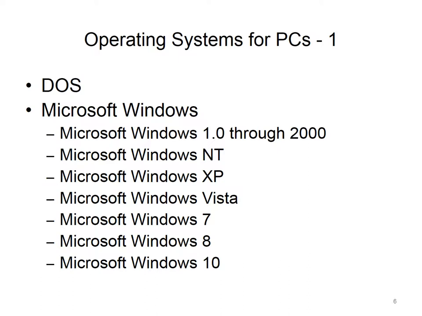Version 1.0 was introduced in 1985, with subsequent versions 2, 3, and 3.1 being introduced throughout the following 7 years. Note that these initial versions of Windows were all based on DOS. Windows 95 was introduced in 1995 and had an improved GUI. Microsoft also released Windows versions 98, Millennium Edition, or ME, and 2000. In 1994, Microsoft developed and introduced their business OS, Windows NT.